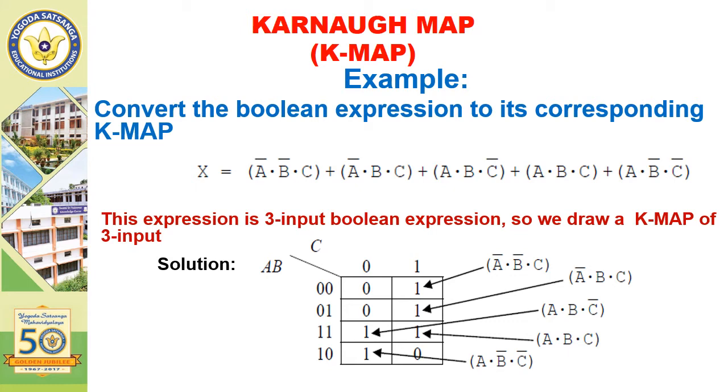Here the first term is A bar dot B bar dot C. That means A bar means 0, B bar means 0, and C means 1. So we put it into the corresponding cell as shown in the figure. Similarly, all the 5 different variable terms are put into the K-map as shown in the figure.